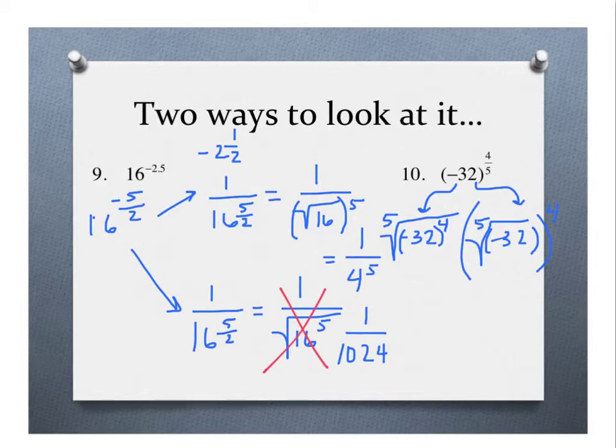Again, I go for the one that has smaller numbers involved. Even though the value is the same, I don't want to find 32 to the 4th. But I can find the 5th root of negative 32. That's negative 2. Negative 2 to the 4th power would be negative 2 times negative 2, which is 4, times negative 2, which is negative 8, times negative 2, which is positive 16.